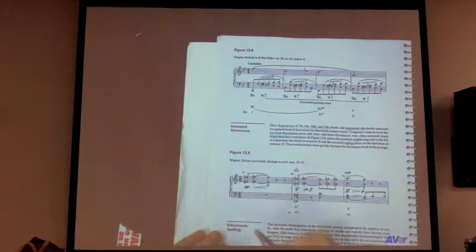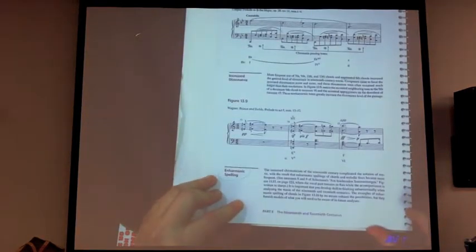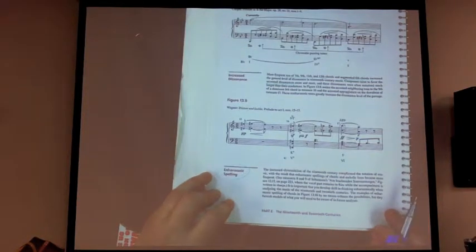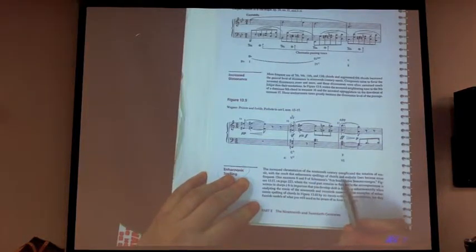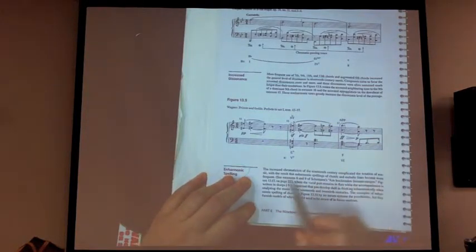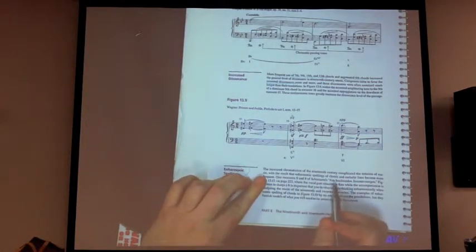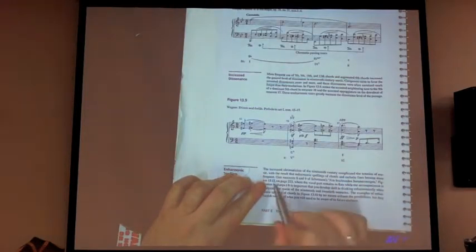All right. Also, here's another big one. This refers to 13.1. So pay attention here for this assignment. The increased chromaticism of the 19th century complicated the notation of music with the result that enharmonic spellings of chords and melodic lines became more frequent.